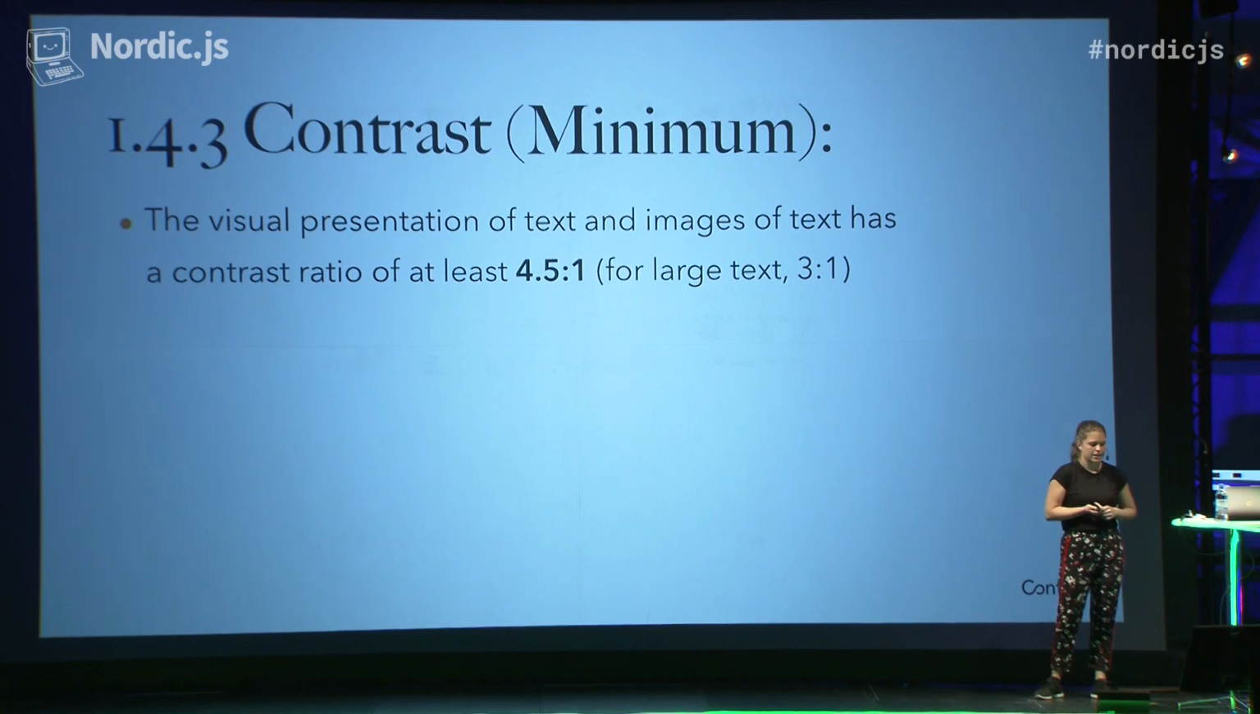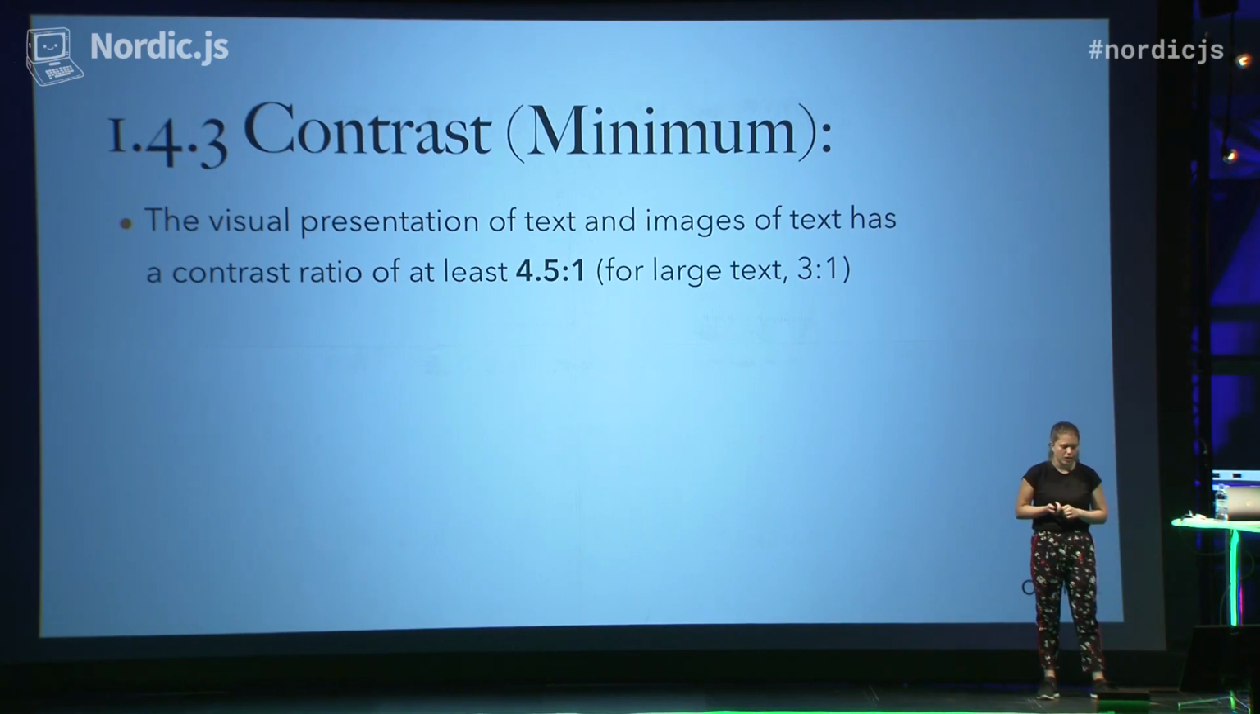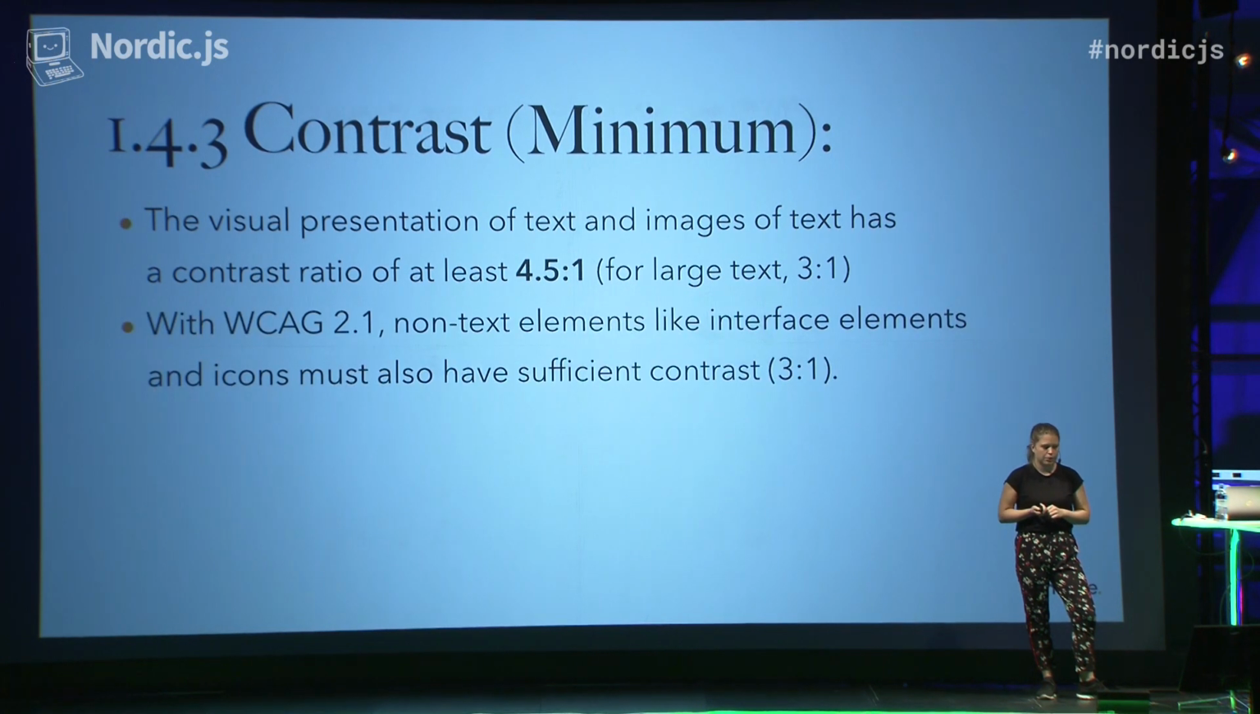And the requirement says that visual presentation of text and images of text has to have a contrast ratio of at least 4.5 to 1. And for the new 2.1 guidelines, it also applies for interface elements like buttons and icons and such. Okay, so 4.5, how do we get to that number?